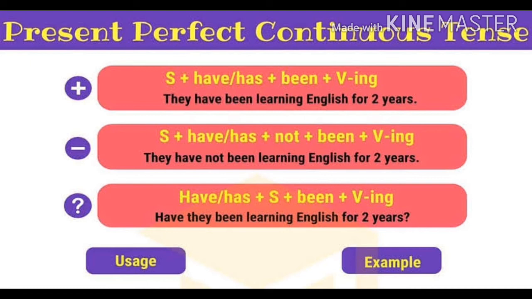For negative, subject plus has, have, plus not, plus been. That means we will add not between has or have and been, plus V1 plus ing. Example, they have not been learning English for 2 years. For interrogative, the helping verb, that means has or have, at the first place, and then the subject, then been plus V1 plus ing. Example, have they been learning English for 2 years?